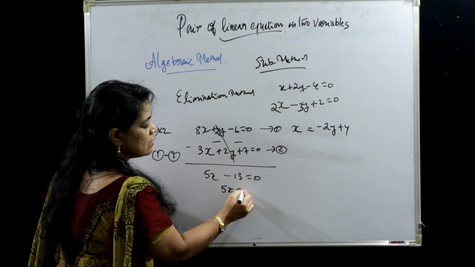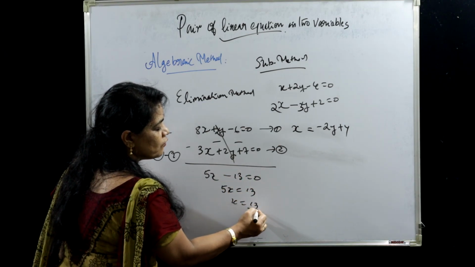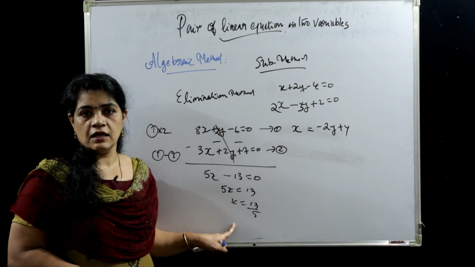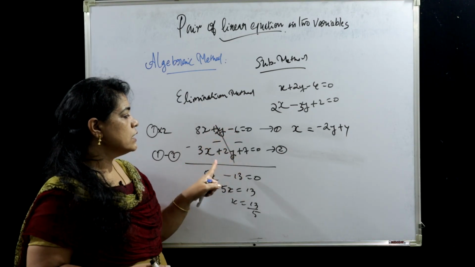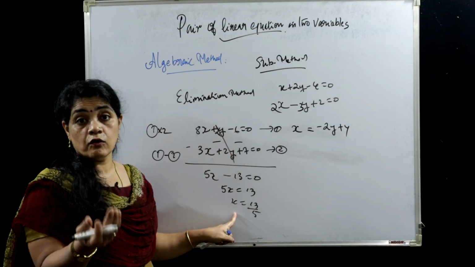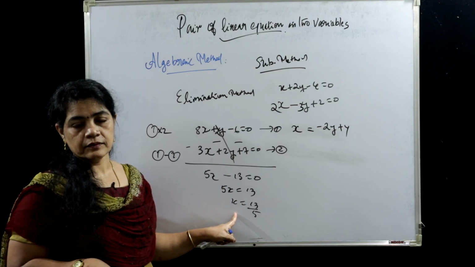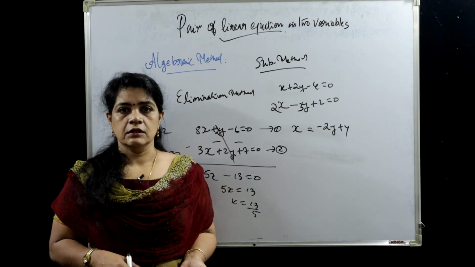So 5x is equal to 13. x will be 13 by 5. This is the value of x, and this value you can substitute in any one of the given equations, so that you will get the value of the variable y. This is the elimination method.